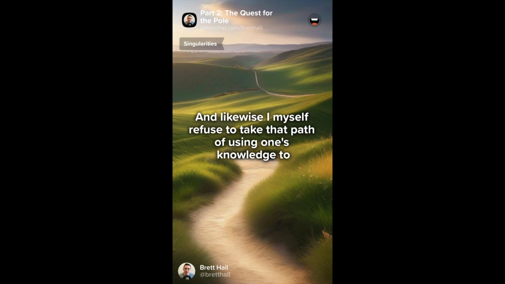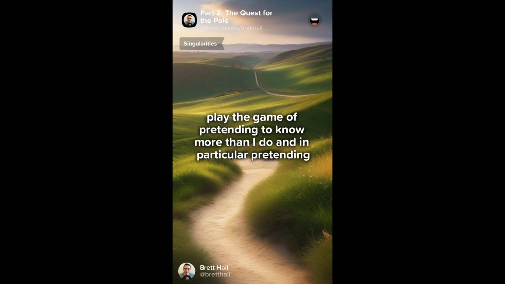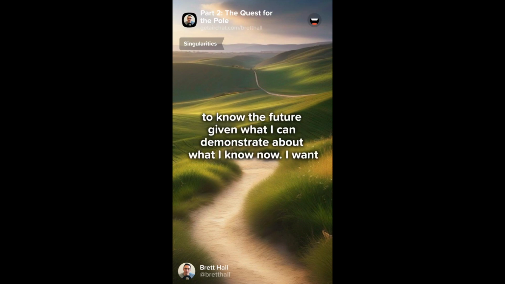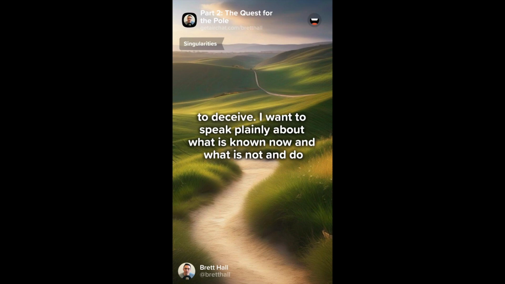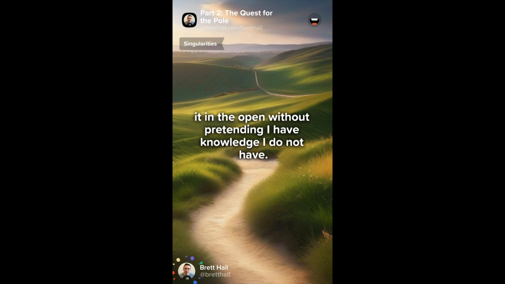And likewise, I myself refuse to take that path of using one's knowledge to play the game of pretending to know more than I do, and in particular, pretending to know the future, given what I can demonstrate about what I know now. I want to understand things not yet known, so I'm not going to grift, and I'm not going to deceive. I want to speak plainly about what is known now and what is not, and do it in the open without pretending I have knowledge I do not have.